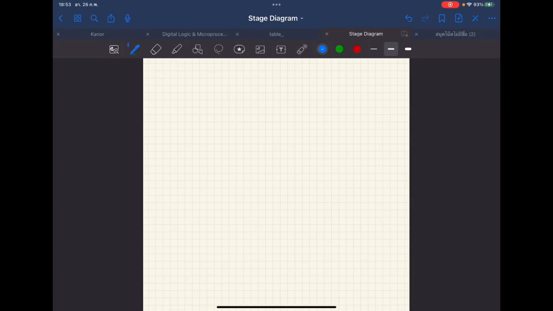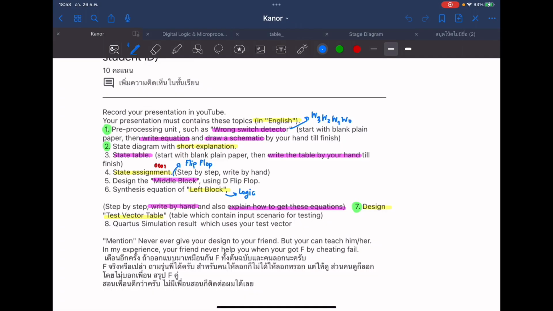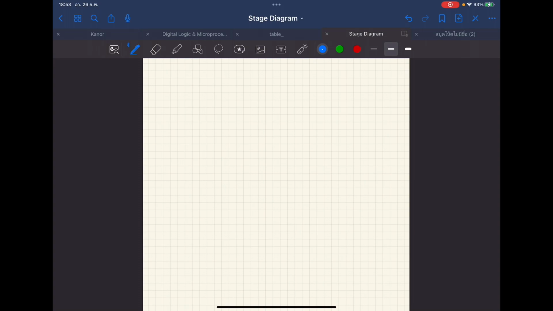Hello, Professor. Today I am going to present how I designed my digital door lock circuit. The first topic is the wrong switch detector.